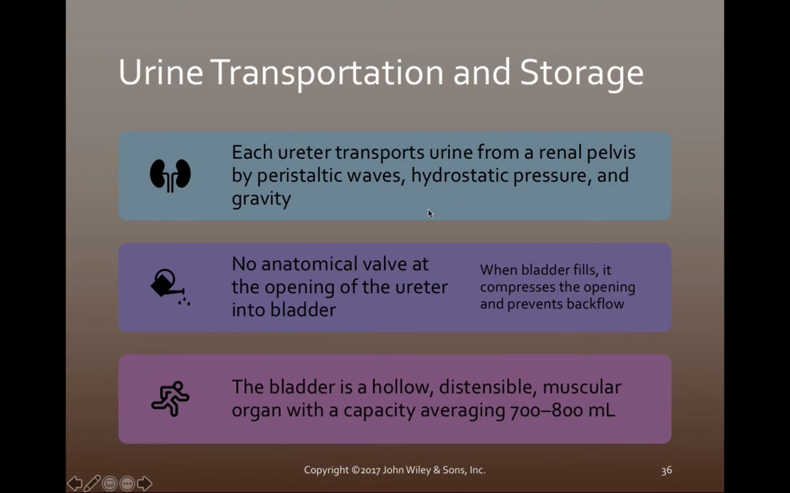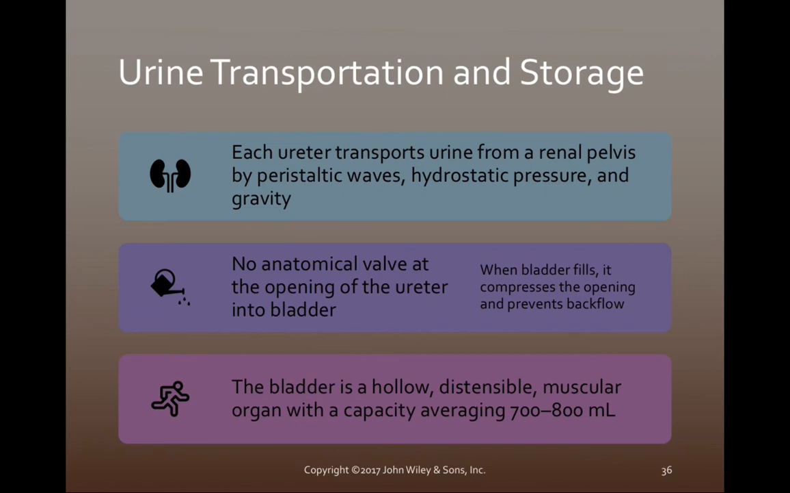Three mechanisms force urine down the ureter, including hydrostatic pressure as more substances are filtered from the kidneys, peristaltic waves as the ureter will also contract to force urine downwards, and our good old friend, gravity. As the ureters enter into the urinary bladder, there is in fact no valve to prevent backflow from the urinary bladder into the ureter. Instead, filling of the bladder is actually going to compress the opening, and that is how we're going to prevent backflow of urine into the ureter. The last thing that we would want is for urine backflow to prevent filtration in the kidneys.